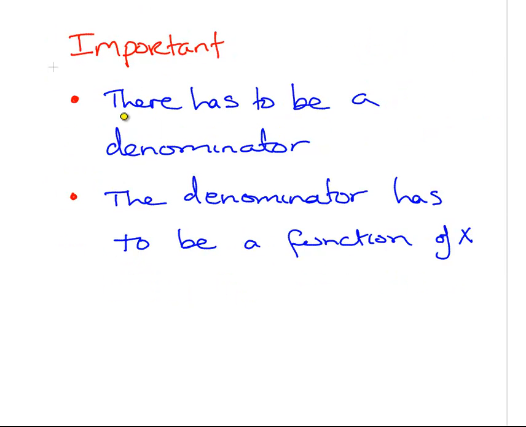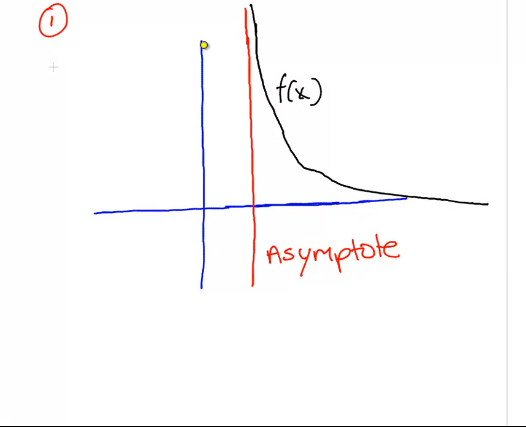So first off, there actually has to be a denominator, and we'll have a look at that shortly. And also the denominator has to be a function of x. Okay, so we'll look at an example where that is not the case. So let's kick off and see what an asymptote is.